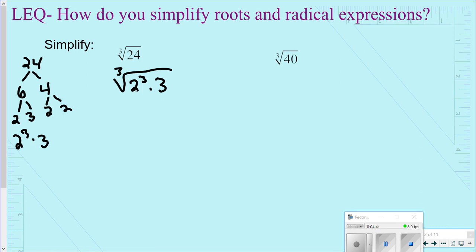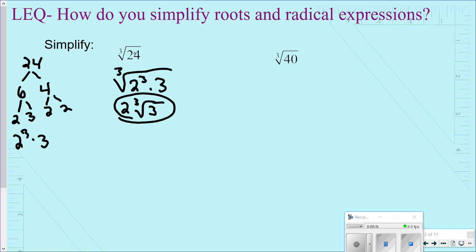Well, the cubed root of 2 cubed, remember, like we did in the warm-up, we're undoing cubing by cube rooting, so that's just 2. And then I'm left with the cubed root of 3, and I can't simplify that any further. So 2 times the cubed root of 3 is my final answer.